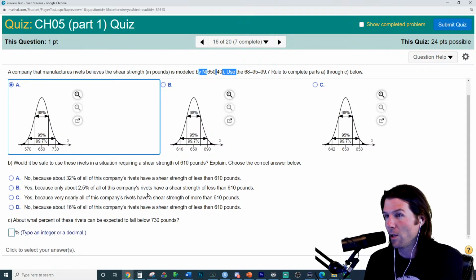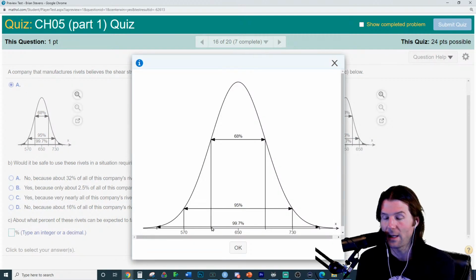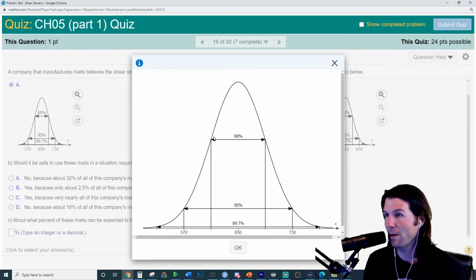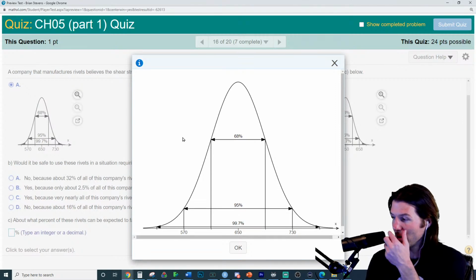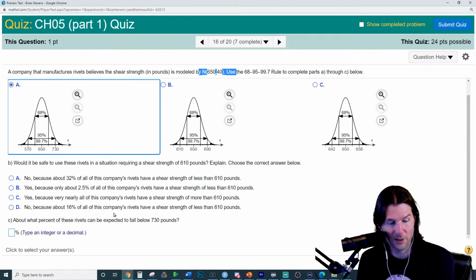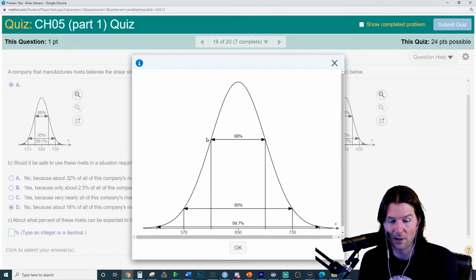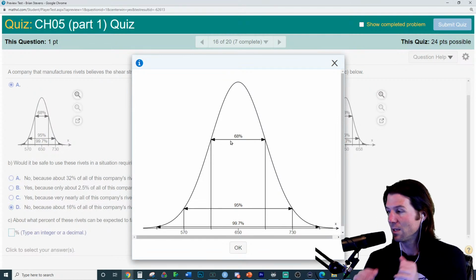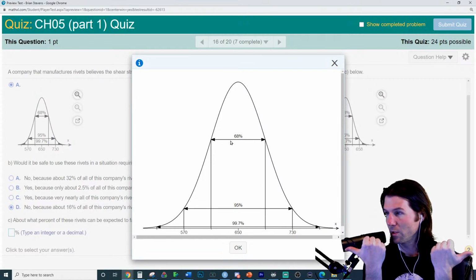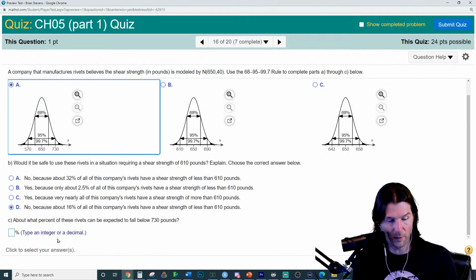Great work. Would it be safe to use the rivets if the situation requires a shear strength of 610? So let's look at our graphic. 610 is going to be right here. So the numbers that come to my mind are 16% below you. Good job, HGT. Good seeing you here. If we were to look here, we would see that 16% of the shear strengths are not going to meet that, because right here is 68, 68 inside, 32 outside, 16 in either hand. So we go right here.